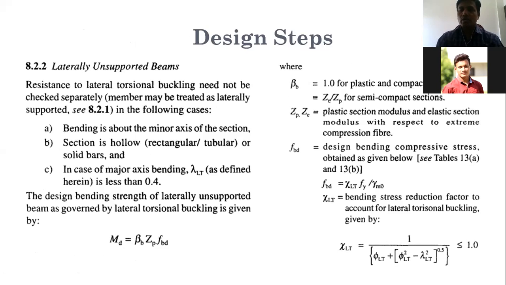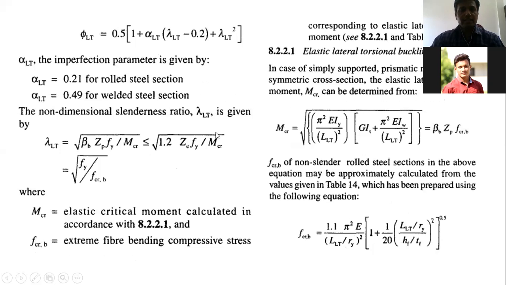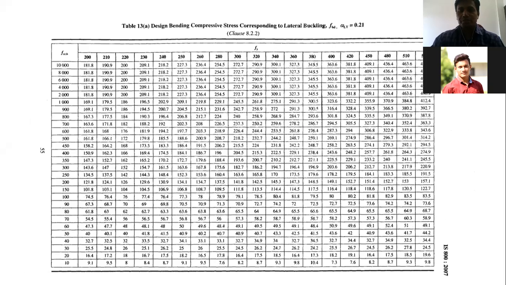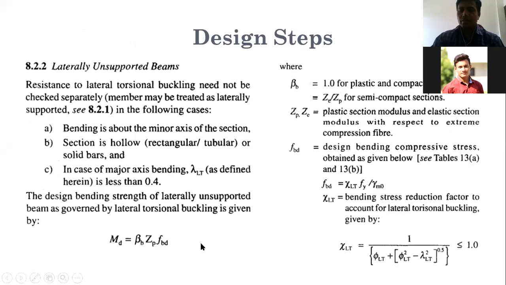Now this whole design is to calculate the value of FBD. To calculate FBD, you have to calculate this chi LT, then this alpha LT, gamma LT, all this exercise, MCR, FCR, all this exercise is only to calculate the value of FBD. Now forget about this. I'm just telling you the simple methodology to design the laterally unsupported beam. This formula is okay: MD equals beta B into ZP into FBD.